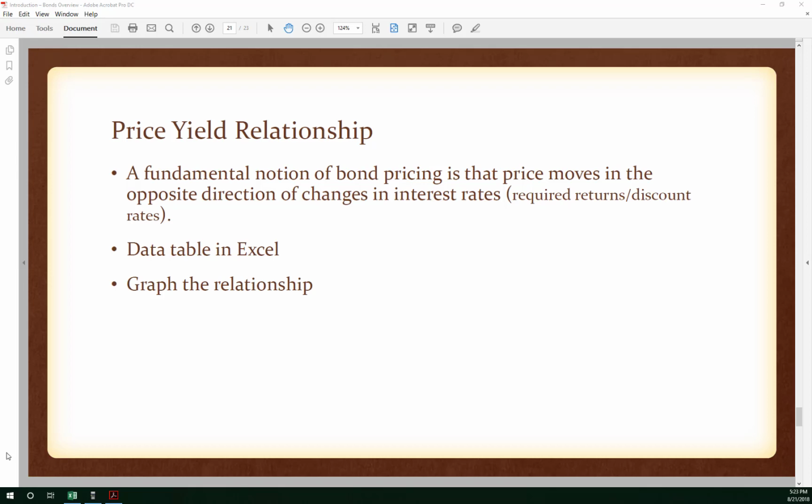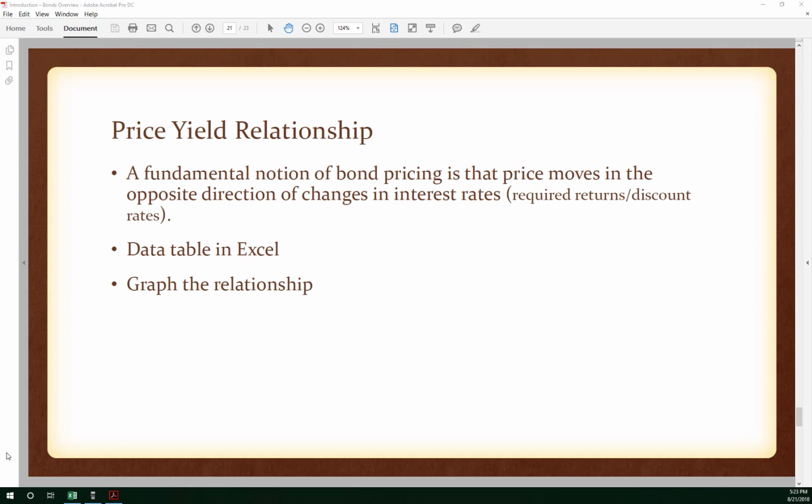Okay, in this last video we're going to wrap up the pricing of bonds and take a look at these next few slides. First we'll start with the price-yield relationship. This is a very basic notion in bond pricing, and that is that the price moves in the opposite direction of changes in interest rates.